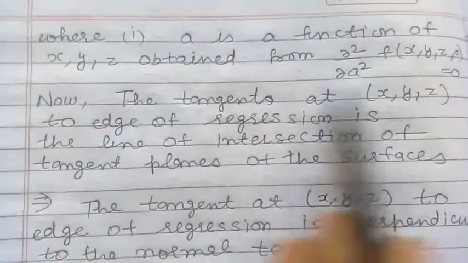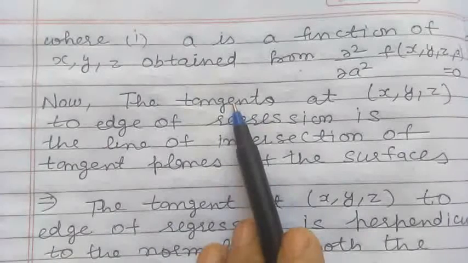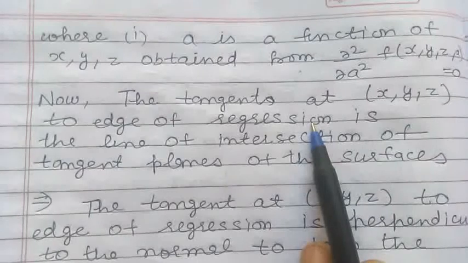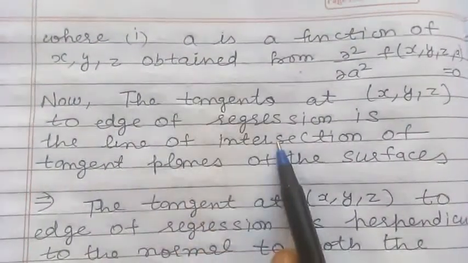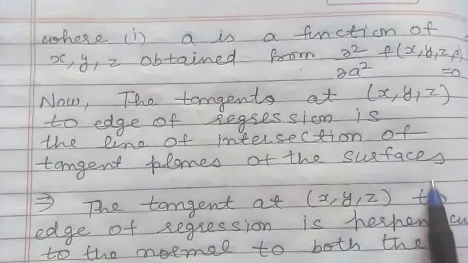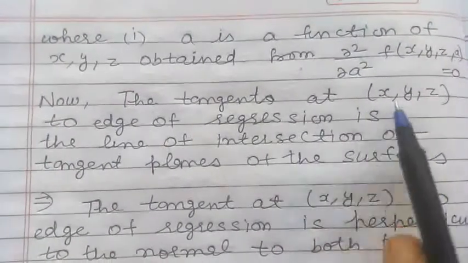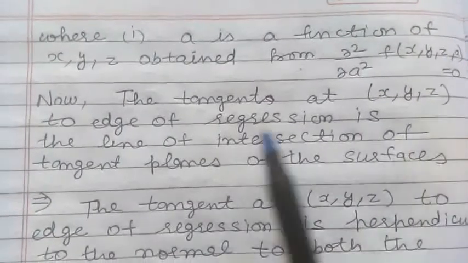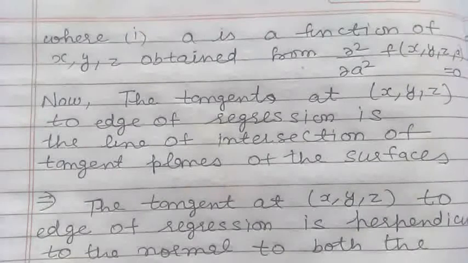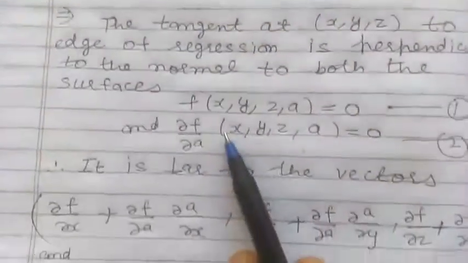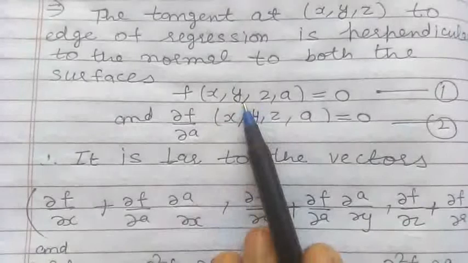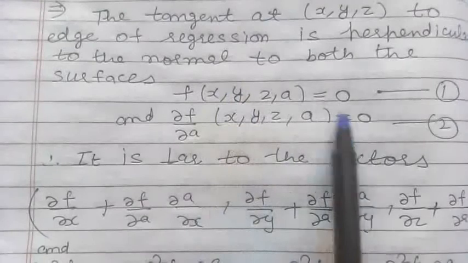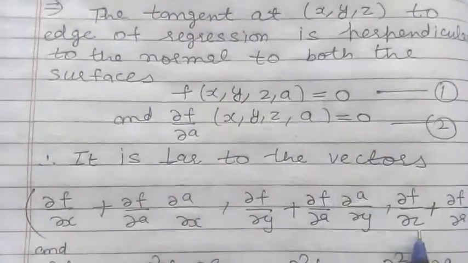Now the tangent at the point x, y, z to the edge of regression is the line of intersection of tangent planes of the surfaces. It means the tangents at this point of the edge of regression are perpendicular to the normals to these two surfaces. Now what are the normals of these two surfaces? The normal to any surface is given by its gradient. So we have to find the gradient to this surface and the gradient to this surface.